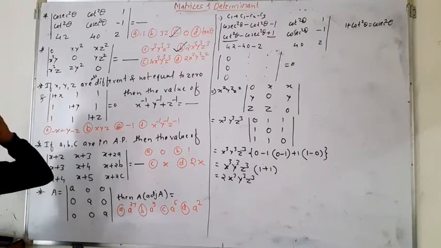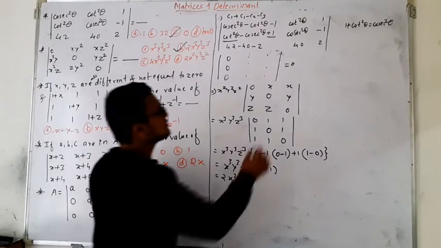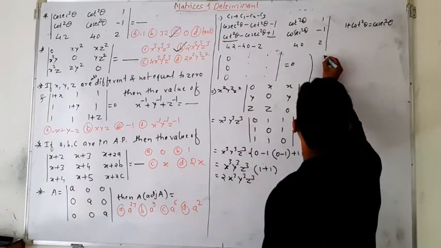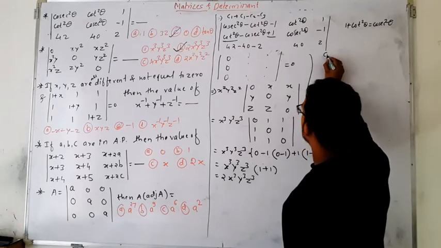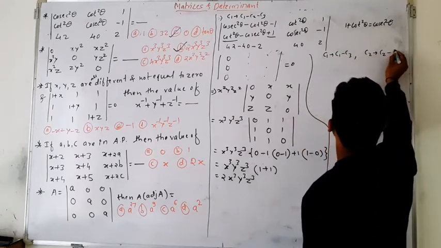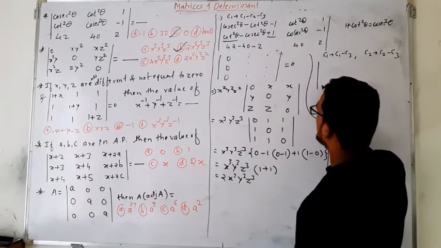So trying to reduce the determinant means what? At least try to get one or two elements to be 0 in that. Okay, so see here, I will apply the first operation. Suppose I apply C1 changes to C1 minus C3 and C2 changes to C2 minus C3. If I apply both operations on that determinant, what will we get?